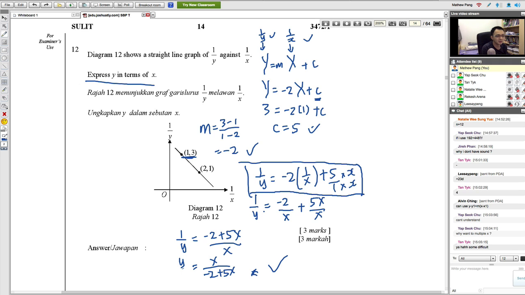Why do I multiply x? Oh, I multiply x for 5 because I want to join them together. I want to make sure both of them have the same denominator. Because if you do it yourself, you can find out that like -2 over x plus 5, you cannot add them, correct or not?